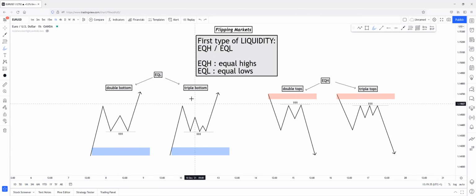Okay, the same scenario happens with the triple bottoms. The difference is only that price creates triple bottoms, of course. So it created the first, second, and third bottom. After that it created a new high, but you have the same concept.